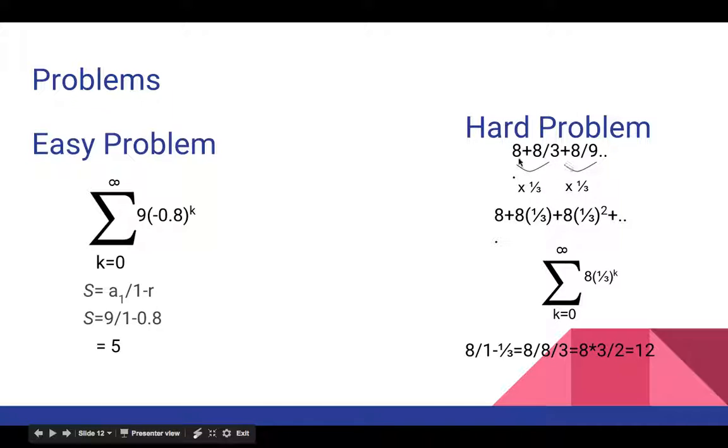Okay? So our harder problem is, this is not as big of a harder problem, but okay, so we have this right here, and so we know that the common ratio is times 1/3. And so now if we write it out, this is what it's going to equal, and then if we put in sigma notation, this is what it's going to equal. And so if we plug in all our information, like A1 and the common ratio into our formula, we're going to get 8 divided by 1 minus 1 divided by 3, which is equal to 8 divided by 2 over 3, which is equal to 8 times 3 over 2, which is equal to 12, and that's our answer.